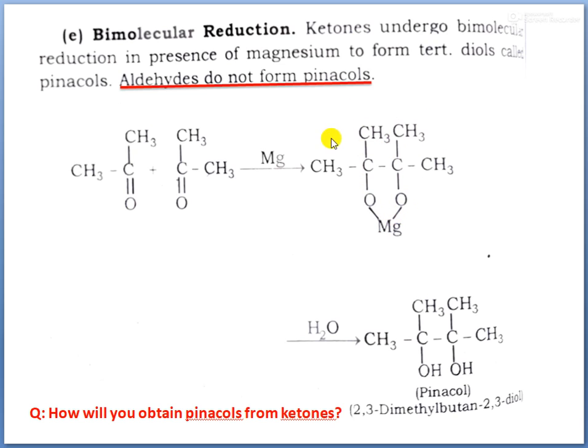So in the next step, this compound is hydrolyzed, and this magnesium will be removed from here, and two OH groups will be substituted at these adjacent carbons. So this is the resulting structure. We get two OH groups attached to two adjacent carbons. This structure is called pinacol. So you can obtain a pinacol from a ketone. These are called bimolecular reactions because two molecules of ketones are involved in this reaction. So on the whole, this is a reduction reaction.